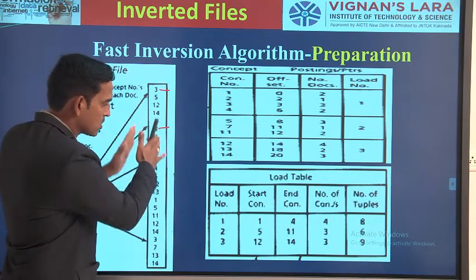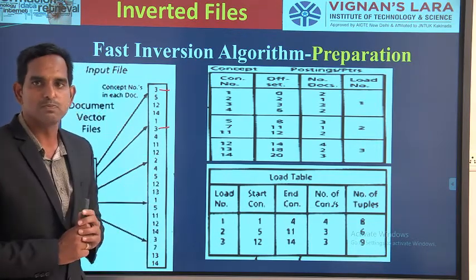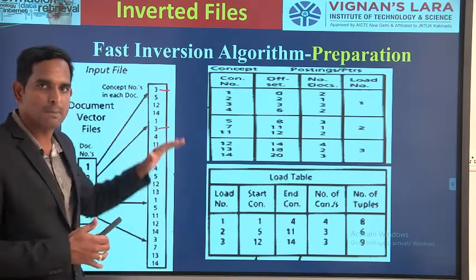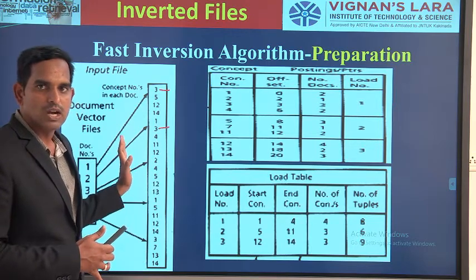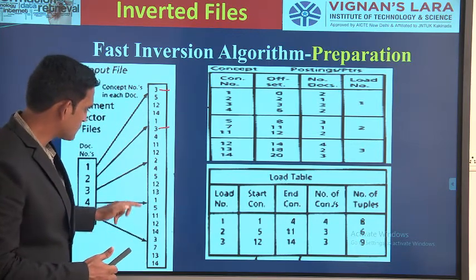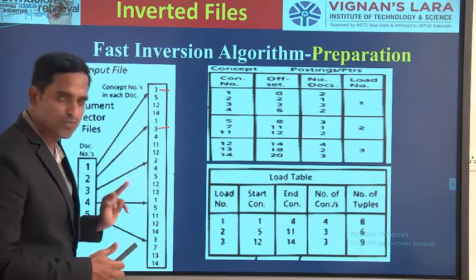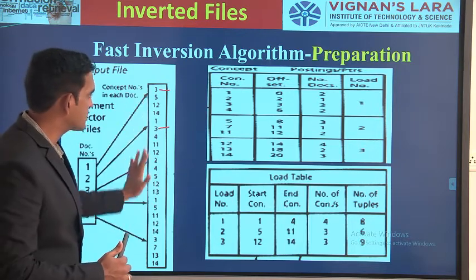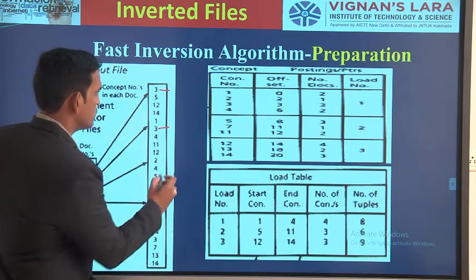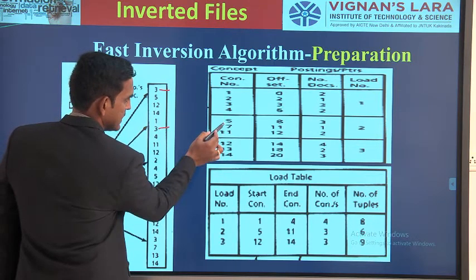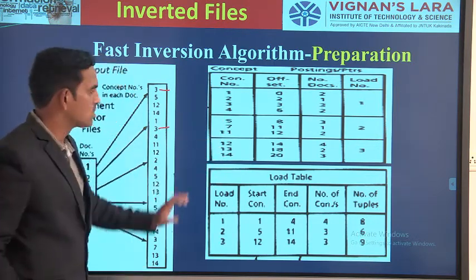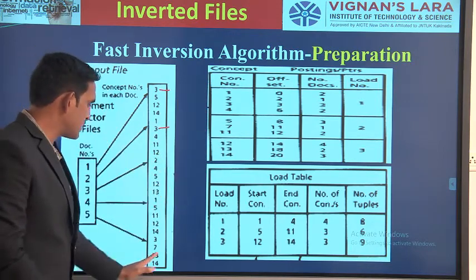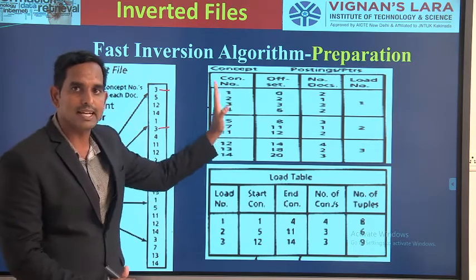So we will be reading this document vector file from the starting to the ending, and we will be finding out the number of unique concepts which are present as part of these 5 documents. The largest concept number we are having is 14, and we have a set of unique concepts: 1, 2, 3, 4, 5, 7, 11, 12, 13, 14. So that is 4 plus 3, 7, 10 concepts. All these 5 documents contain 10 unique concepts.